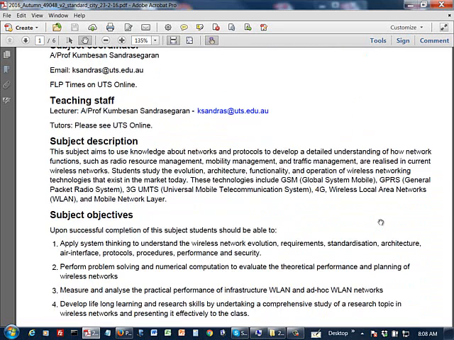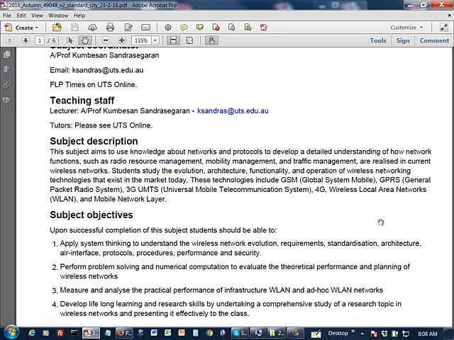Now, what does this subject cover? The main idea of this subject is to try and educate you about as many different wireless networking technologies as possible. So the aim is initially to try and get an idea of how the particular technology evolved, what is the architecture, meaning what are the network components and the interfaces that make up that technology, how does it work, how does it perform important functions such as radio resource management, mobility management, traffic management, and so forth.